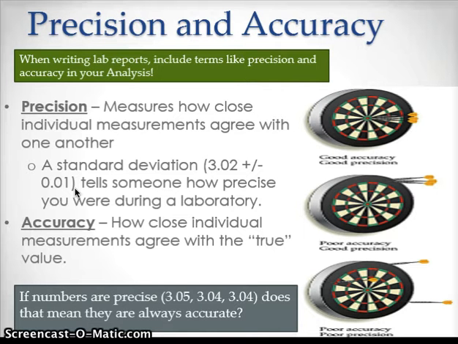Accuracy is how close the individual measurements agree with the true value. So down there in the gray box it says if numbers are precise, 3.05, 3.04, 3.04, does that mean they're always accurate? No, it doesn't. Just because the numbers are precise doesn't mean they're always accurate. The true value could have been 6, but just because those numbers are very close doesn't mean that they're accurate.